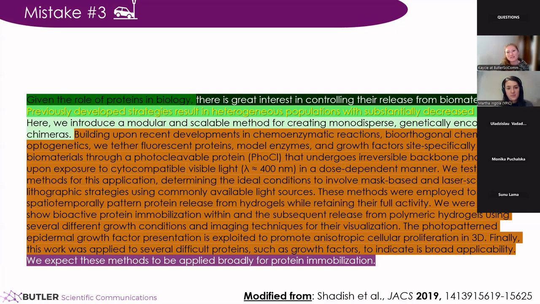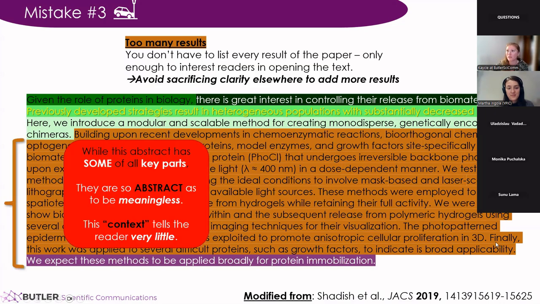A lot of findings. It's a lot of findings. Remember, guys, more facts is not more better. So here, too many results is going to actually dilute the context that you have around it, so much so as to make it abstract and meaningless. Do you see what I did there? This context here, instead of being useful, instead of setting this up for your reader, it tells them very little.